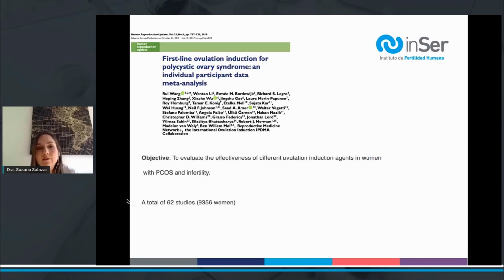This is a meta-analysis published in 2018 in Human Reproduction. The objective was to evaluate the effectiveness of different ovulation induction agents, in particular letrozole alone and clomiphene citrate plus metformin, as compared to clomiphene alone, as the first choice for ovulation induction in women with PCOS. A total of 62 studies with 9,356 women were included.